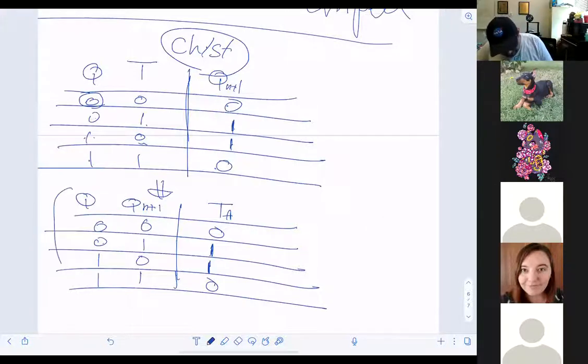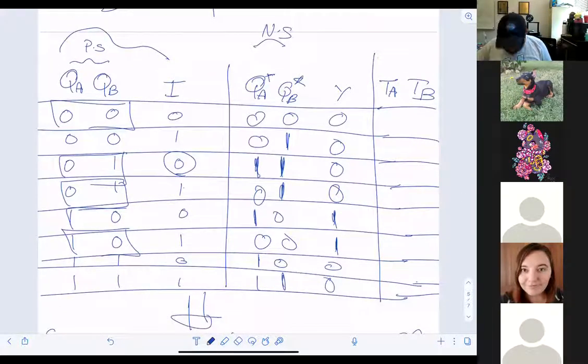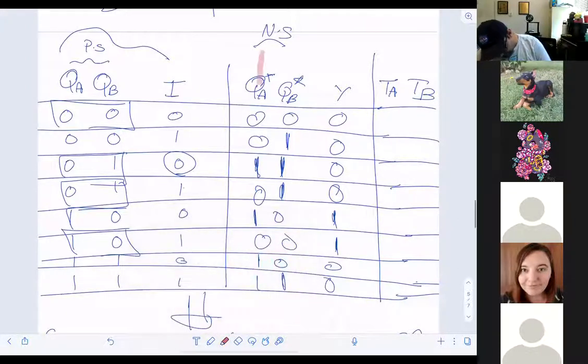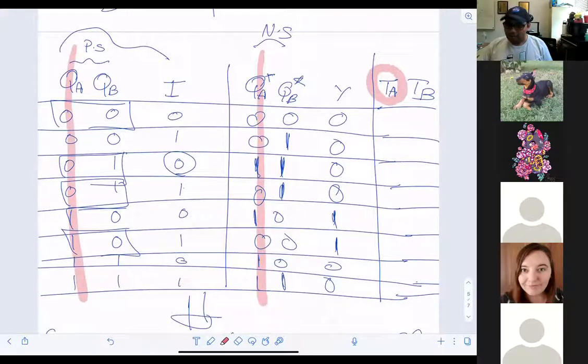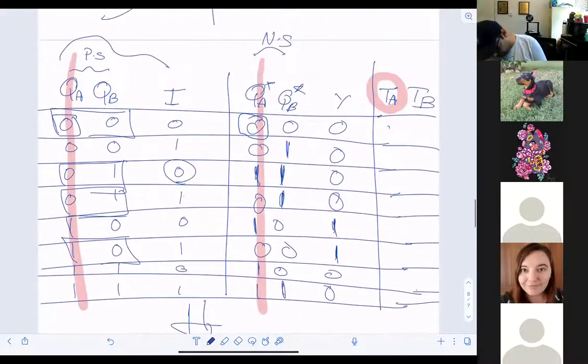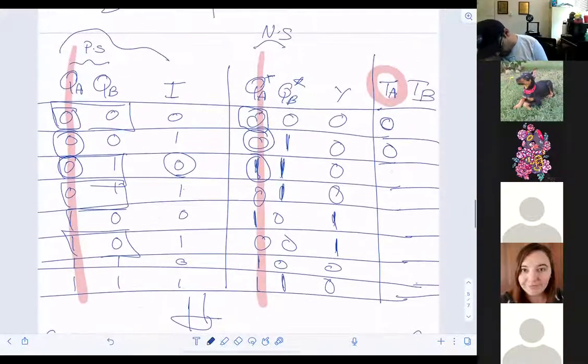Okay, now I'm going to take this table and fill in TA and TB. So what does it mean? I will go ahead and make a column here. This one and this one will bring me TA. So I look at it. 0, 0. What is TA? 0. 0, 0, 0. Then 0, 1. What is 0, 1? 0, 1 is going to be 1.